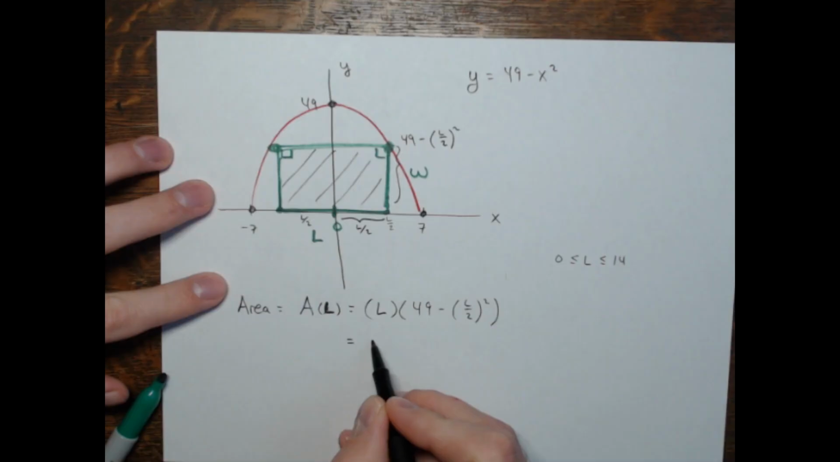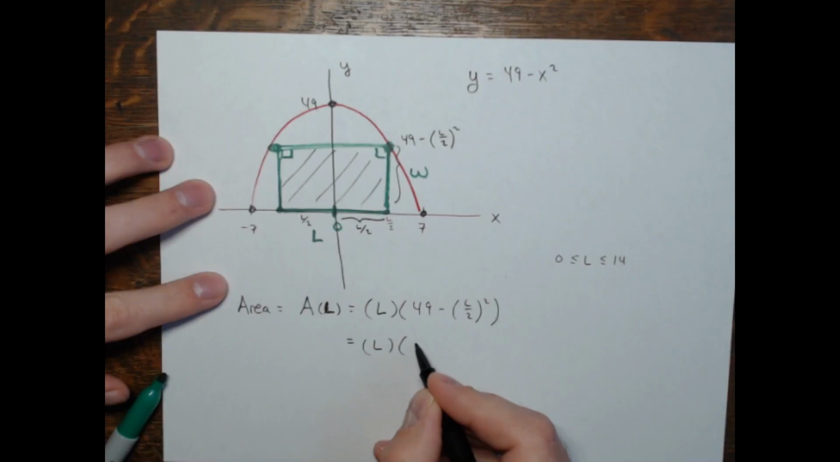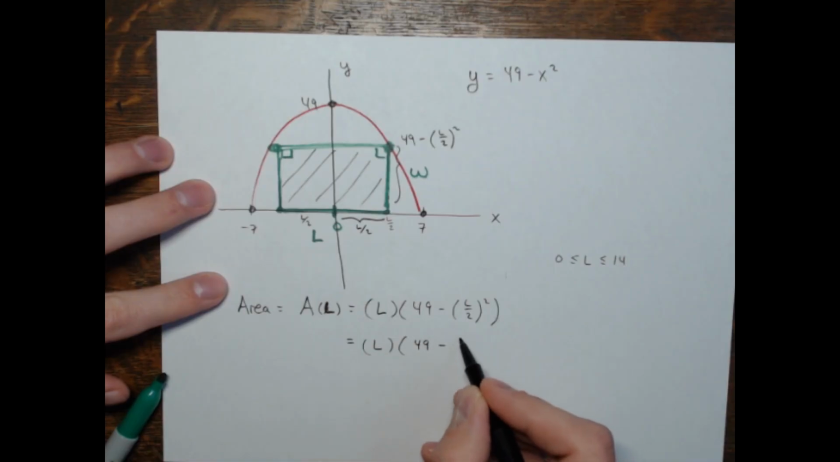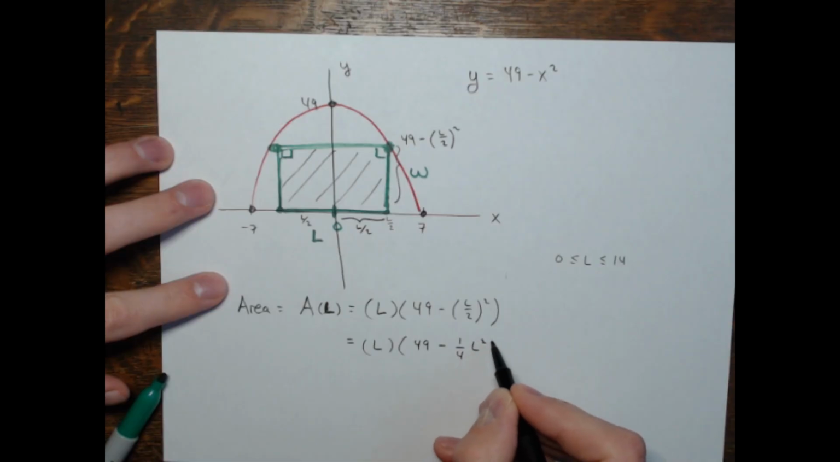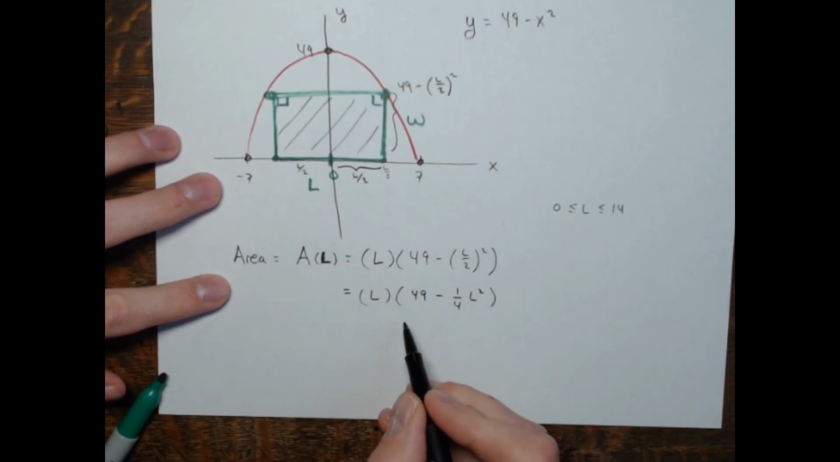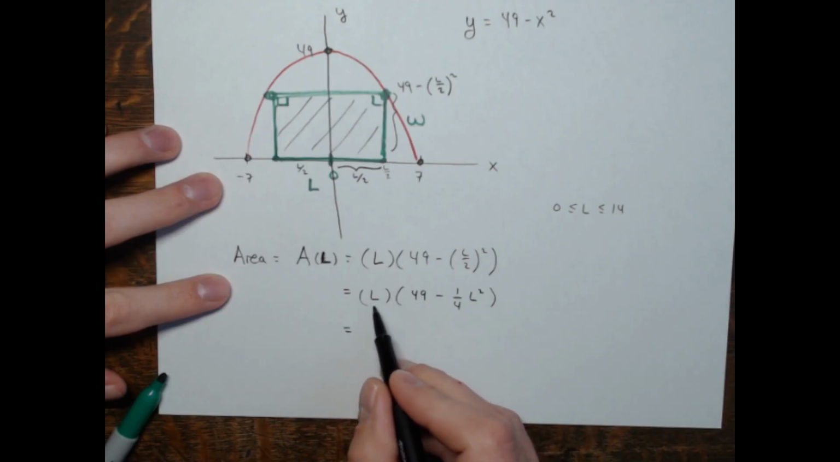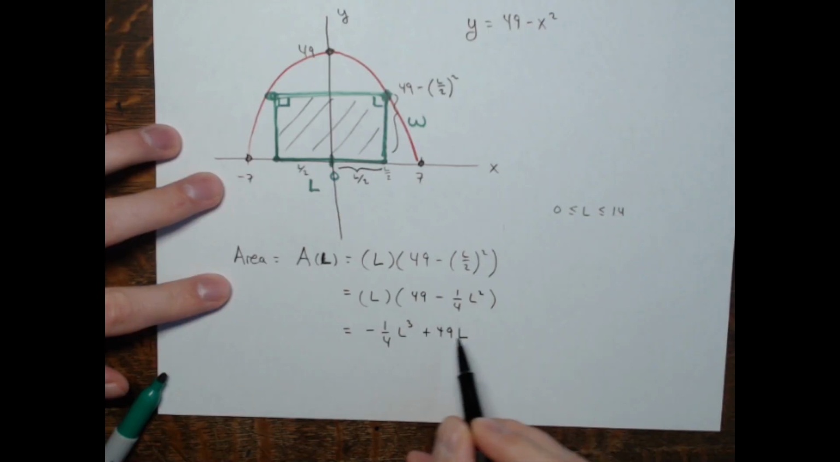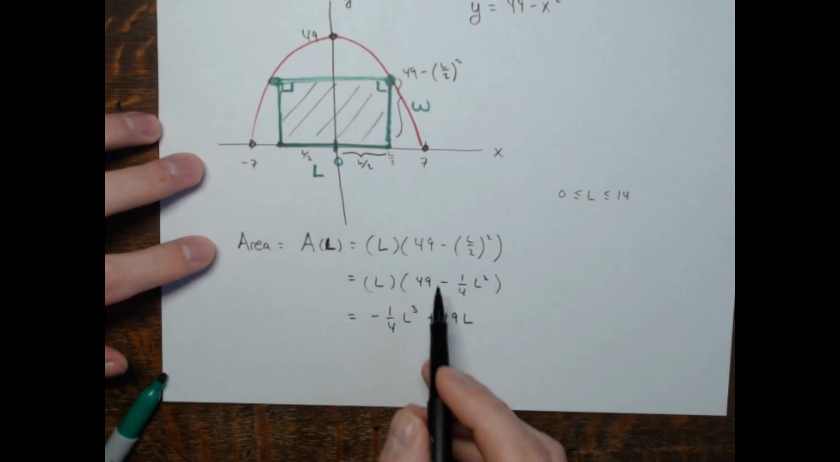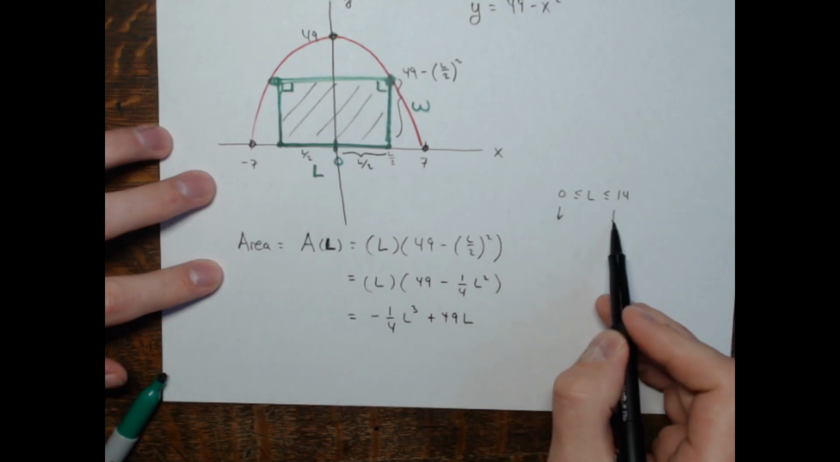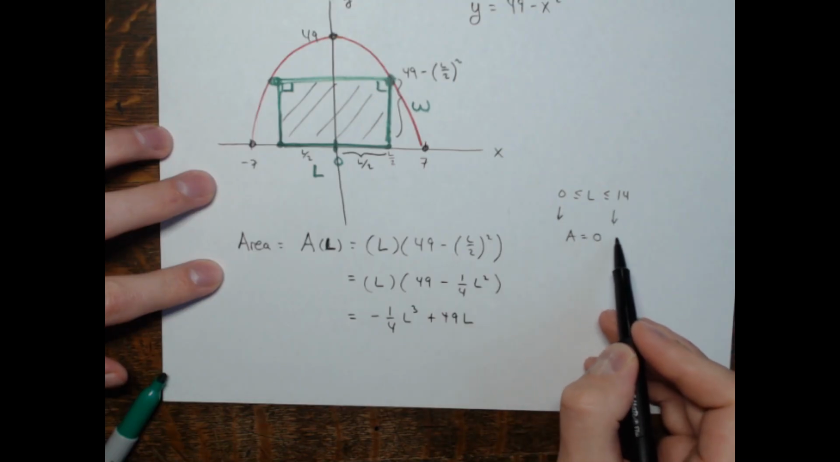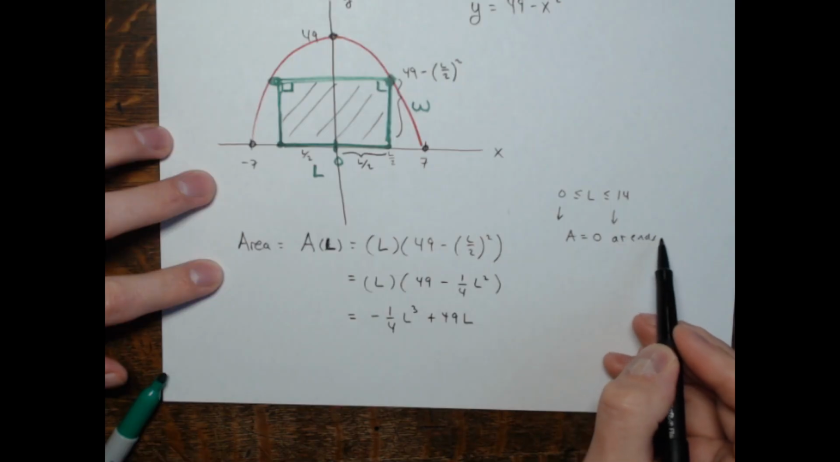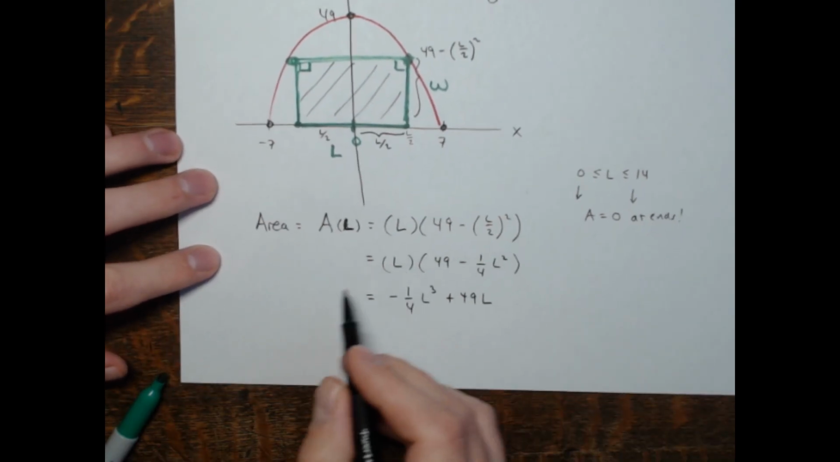Yeah, so then I'll multiply this out. This would be L times 49 minus 1/4 L squared. And if I distribute the L, that'd be negative 1/4 L cubed plus 49L. So I get this cubic polynomial here. At the ends, the area equals 0, right? At the ends, there is no rectangle to speak of. So we've got to find the critical point.